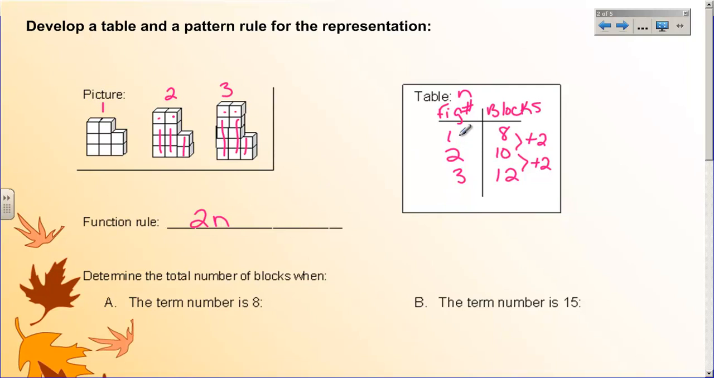So if I do 2 times 1, that equals 2, but I know from my table that what I need it to equal is 8. So in order to make that work, I'm going to have to add 6, because 2 times 1 is 2, plus 6 gives me 8. And then if you check it again, 2 times 2 is 4, plus 6 equals 10. So here is my rule.